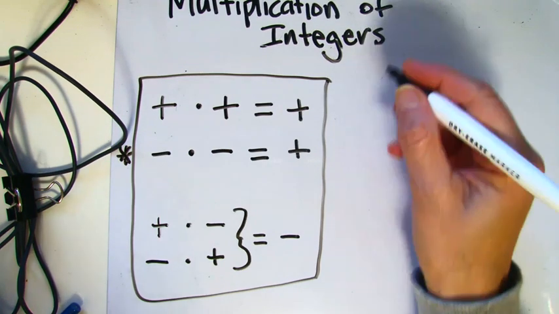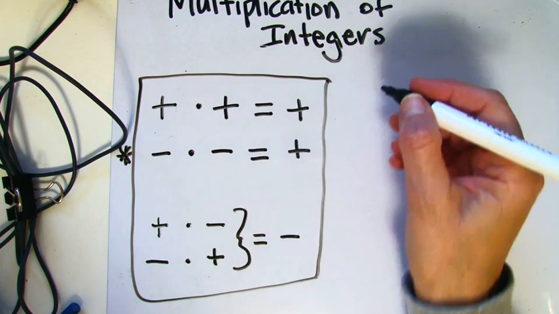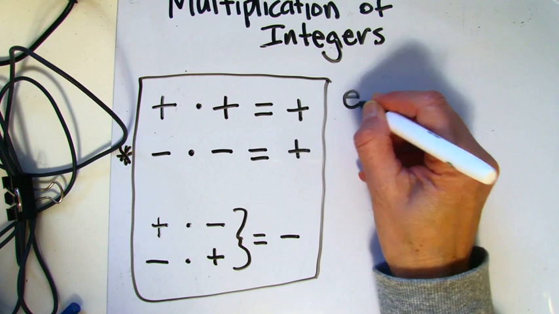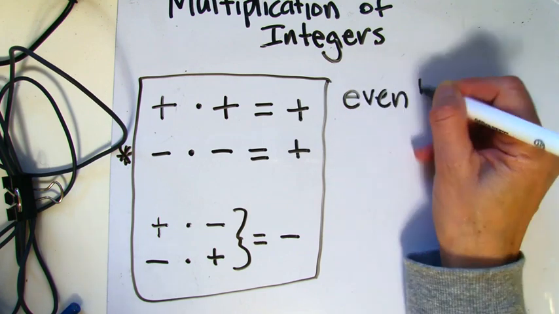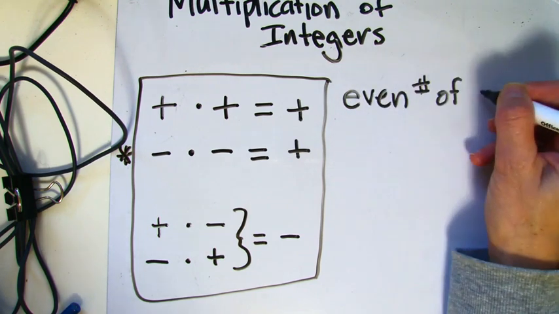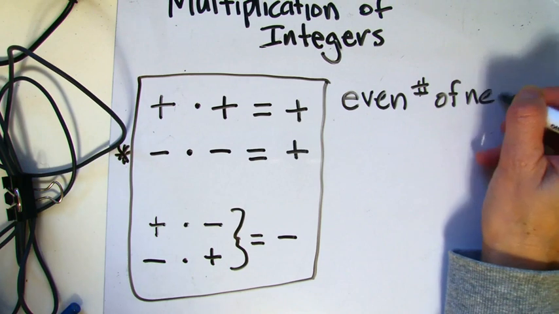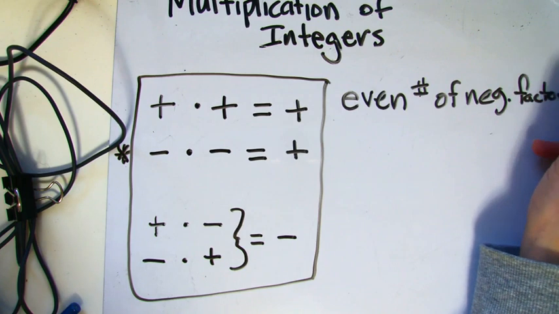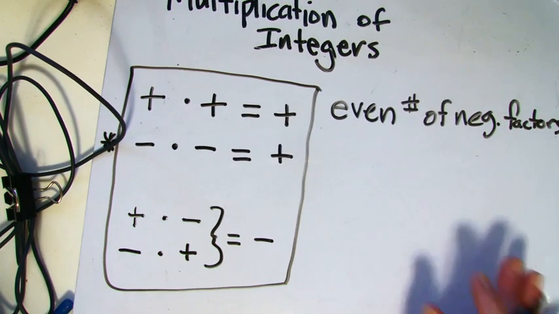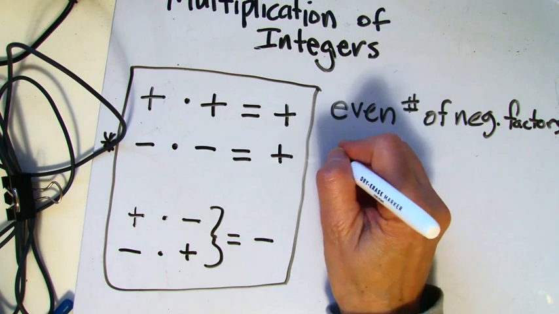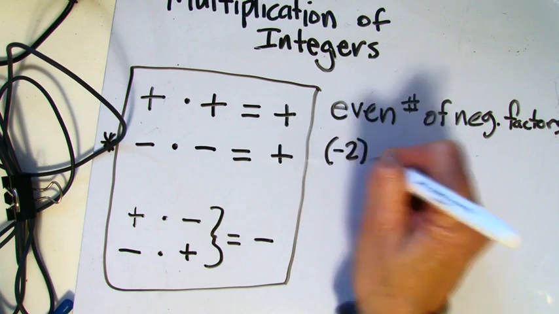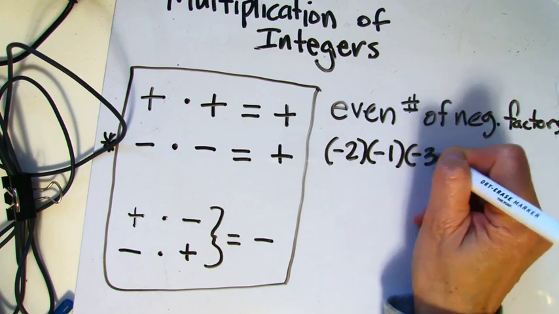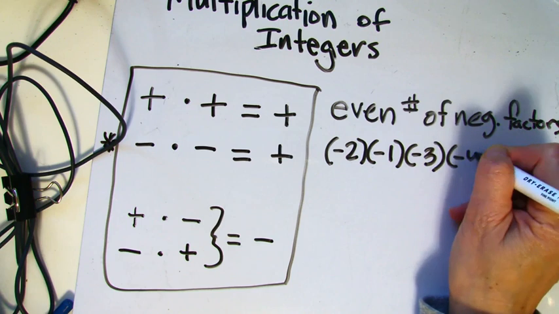Let's say we have 4 negative factors. So this would be an even number of negative factors. Okay, so let's say we have negative 2 times negative 1 times negative 3 times negative 4.